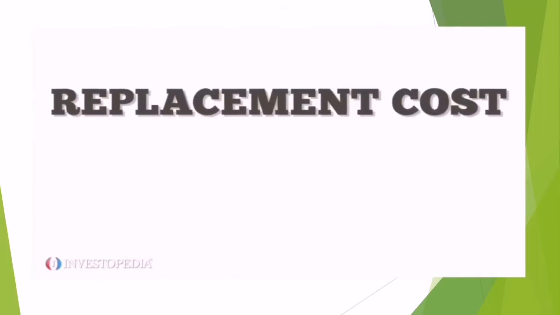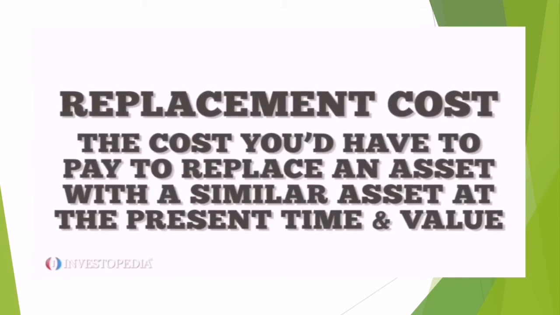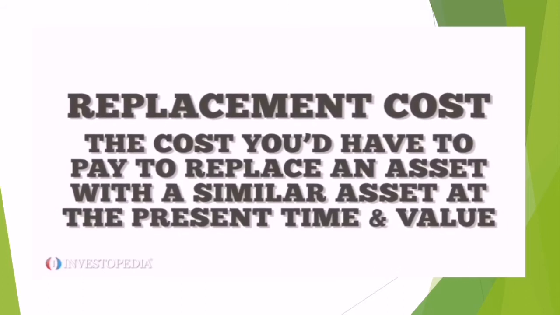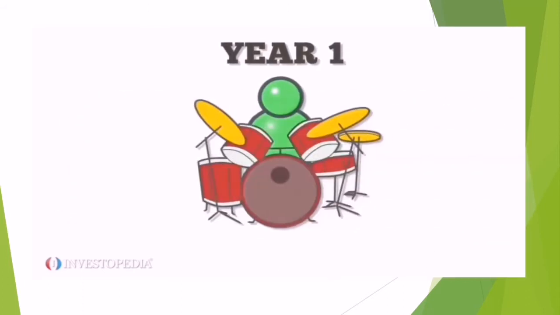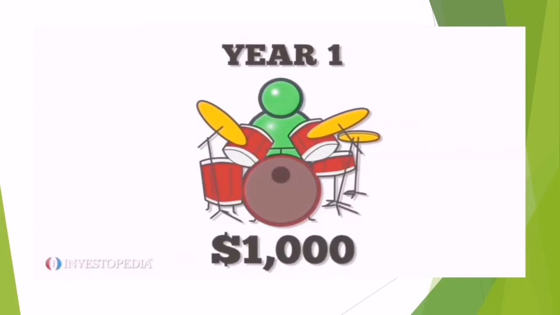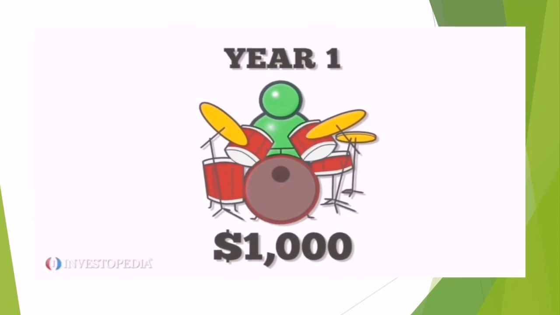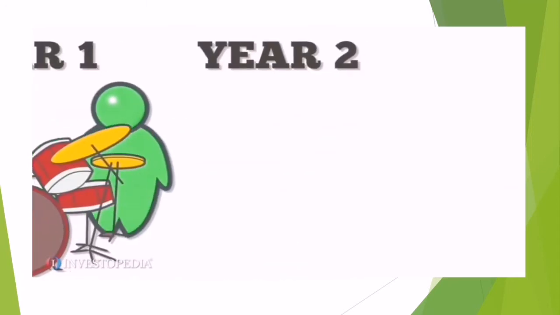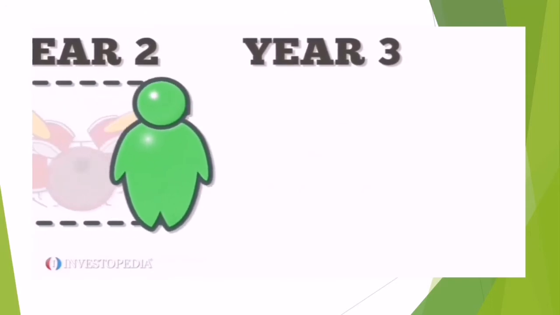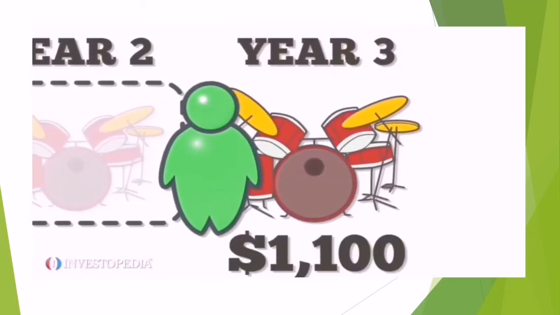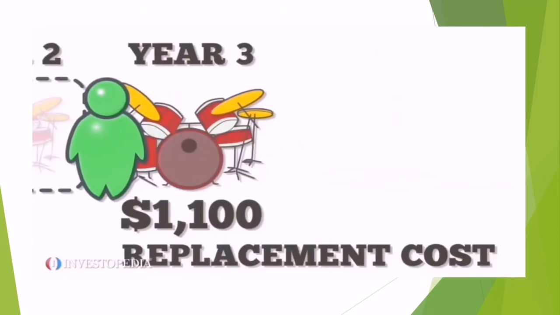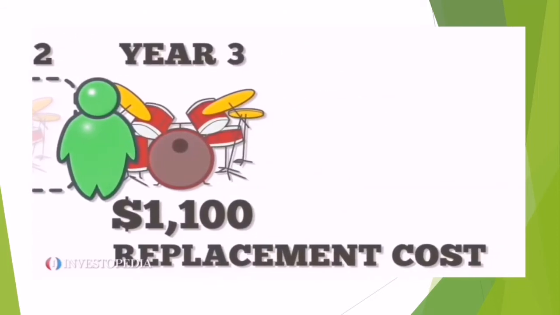The replacement cost is the cost you'd have to pay to replace an asset with a similar asset at the present time and value. For example, say that you buy a brand new set of drums for $1,000. They're the best brand and style of drums currently made. After you've owned them for about a year, you return home from work one day and find they've been stolen. A year later, that same brand and style of drums now sells for $1,100. Your replacement cost is $1,100.